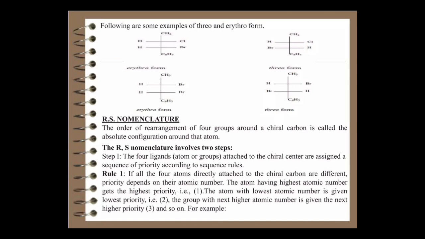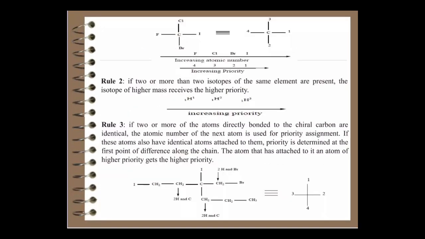First step, the four ligand atoms or groups attached to the chiral center are assigned a sequence of priority according to sequence rules. Rule number 1. If all the four atoms directly attached to the chiral carbon are different, priority depends on their atomic number. The atom having the highest atomic number gets the highest priority. The atom with the lowest atomic number is given the lowest priority. The group with the next higher atomic number is given the next priority, and so on. Rule number 2. If two or more isotopes of the same element are present, the isotope of higher mass receives the highest priority.